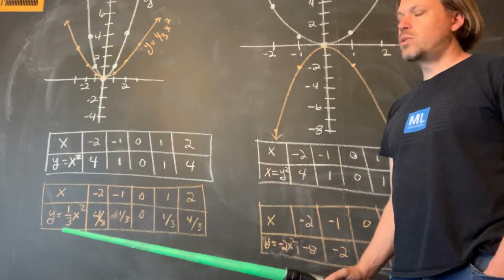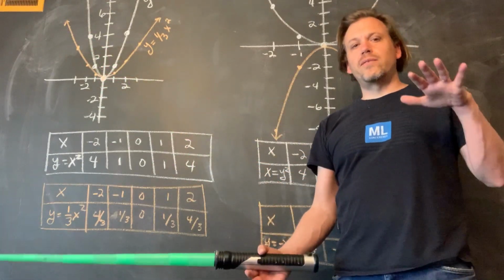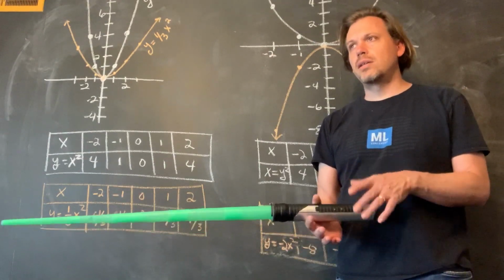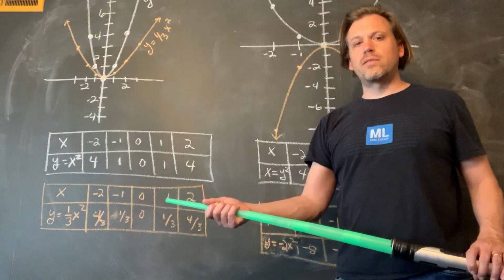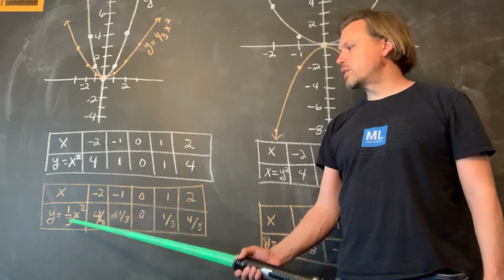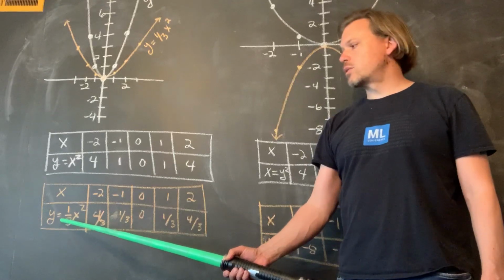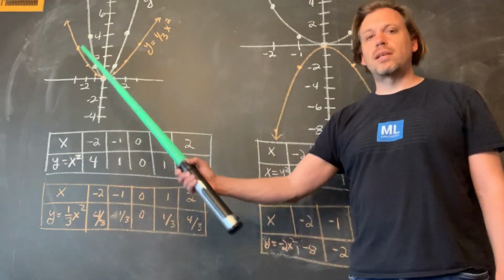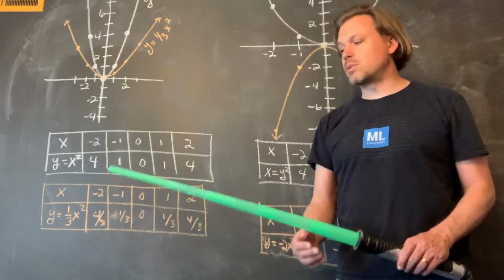So to compare the two graphs, you would say it's a vertical compression by a third, but it gets squished vertically. That's what happens. Also notice that 1/3 is a positive number, so the coefficient is positive, so you have a happy face shape. So let's look at what happens when it's negative.